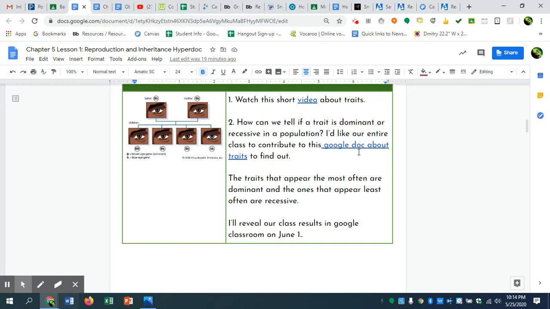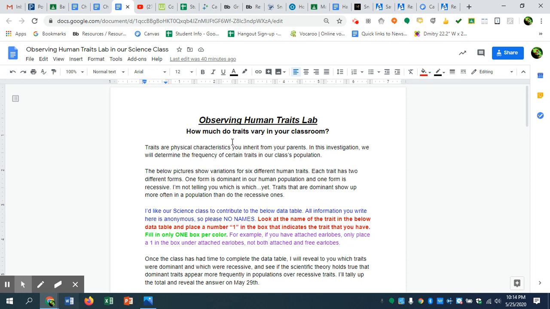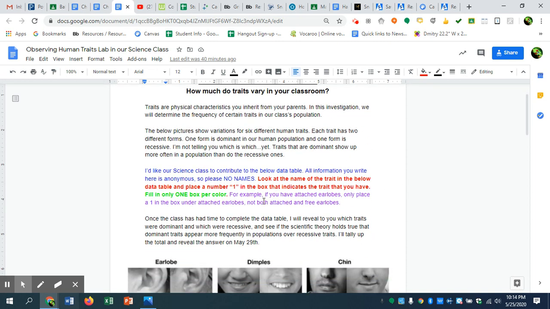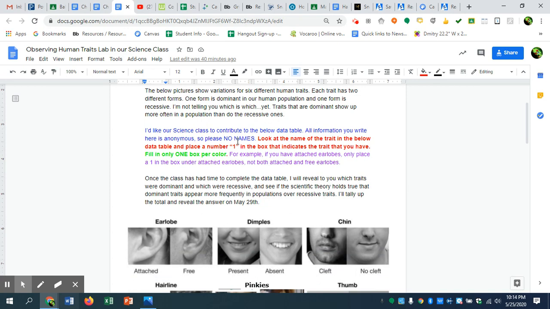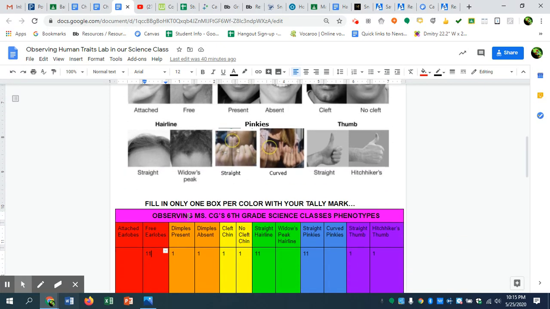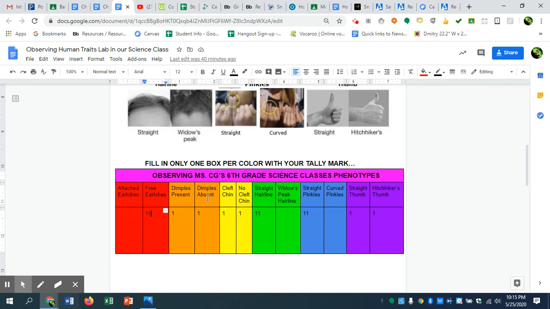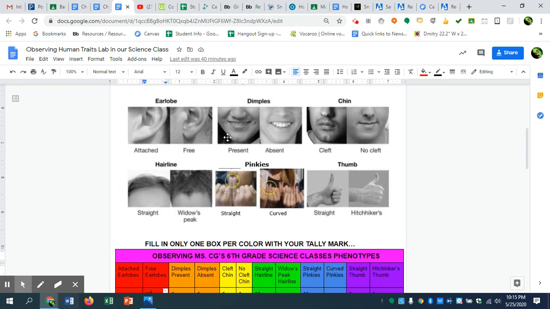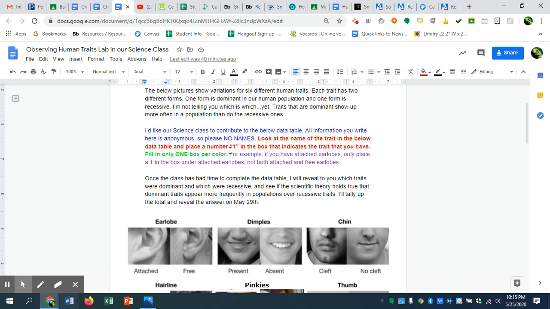So you're going to click on this right here, and I have it up already, and it comes up to this. So if you read anything here, just read what's in color. It says, I'd like our science class to contribute to the below data table. All information you write here is anonymous, so please do not write your names. You're going to look at the traits below in these pictures, and I have a data table here: attached earlobes and free earlobes, dimples present, dimples absent, and so on and so forth. We'll go over these in a moment.